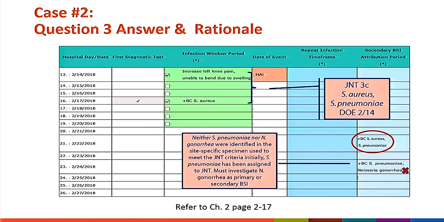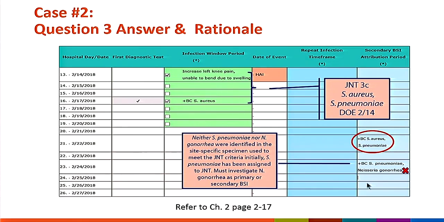But we have another blood culture that was collected on the 24th that we have to investigate because it has another organism in it, Neisseria gonorrhea. And neither the strep pneumo nor the Neisseria gonorrhea were included in the blood culture that was used to meet this criterion. As a result, we cannot say that this BSI is secondary to the joint infection. We do not have a matching organism to the specimen that was used to meet the criterion.